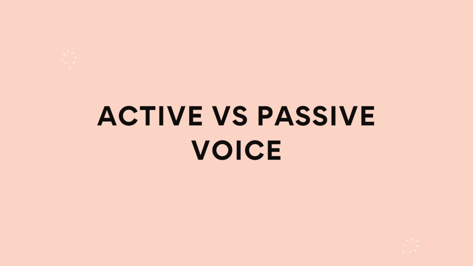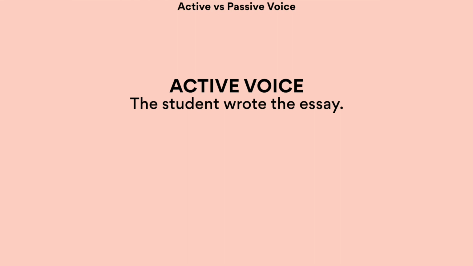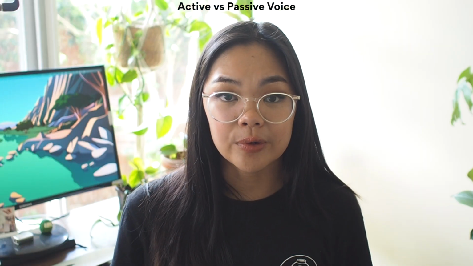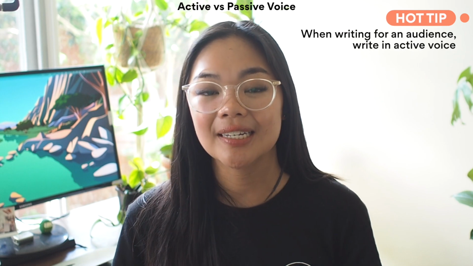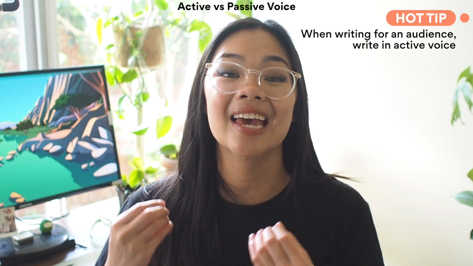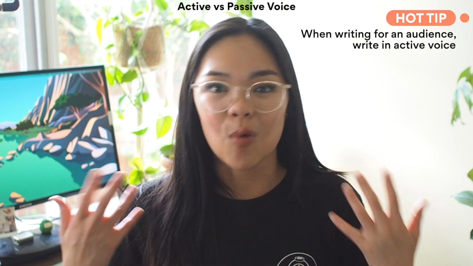Writing in active versus writing in passive voice. An example of an active voice is the student wrote the essay, whereas a passive voice is the essay was written by the student. Whenever writing for an audience, you always want to be writing in active voice. It's standard practice, and it actually makes it easier for the other person reading your essay to understand what you're saying. If we can make things easier for the other person, then why not do that?